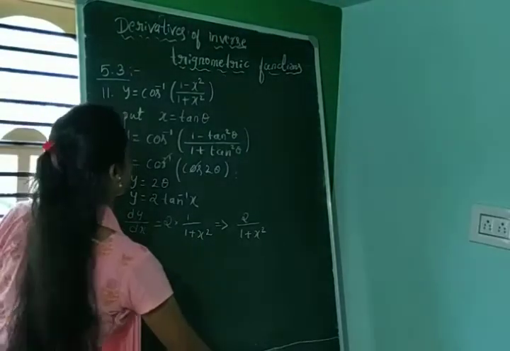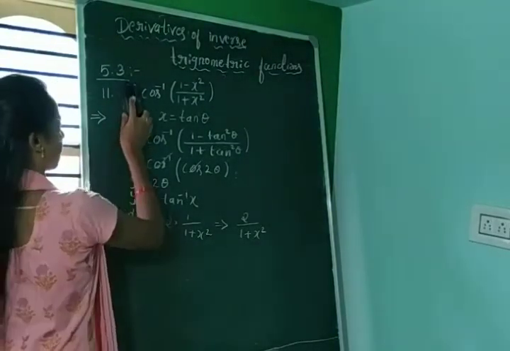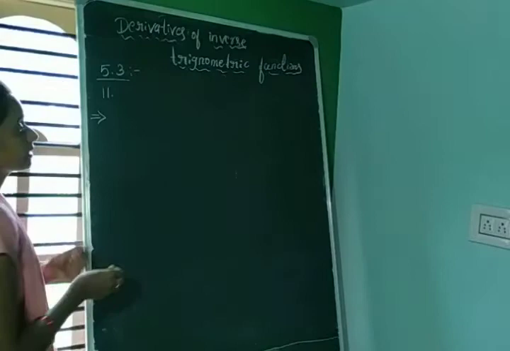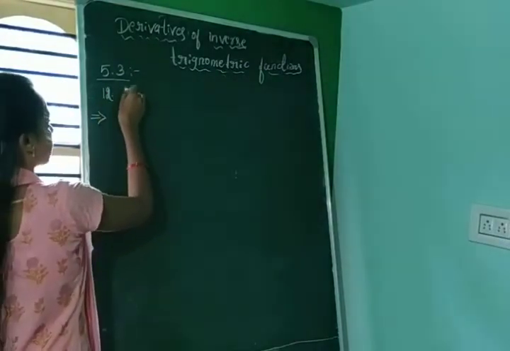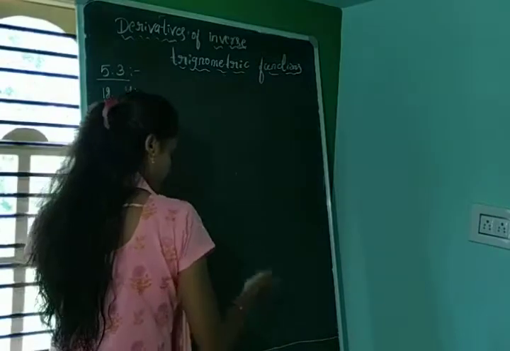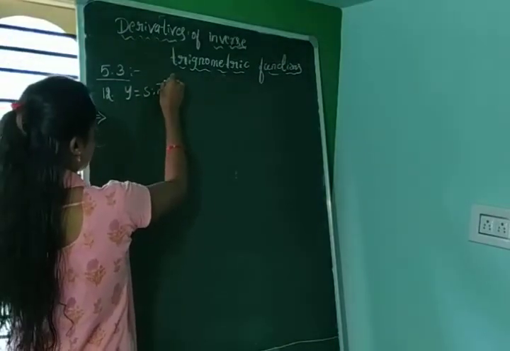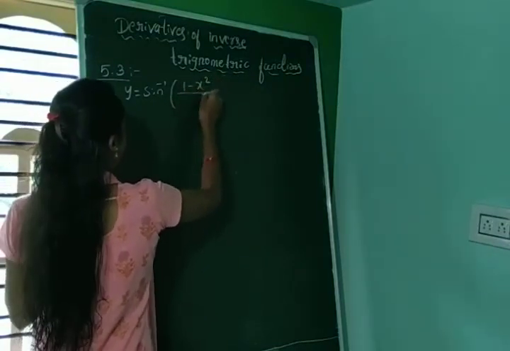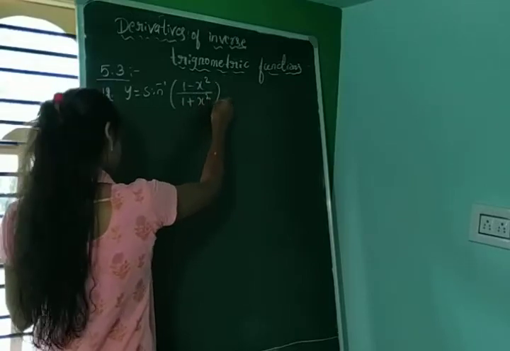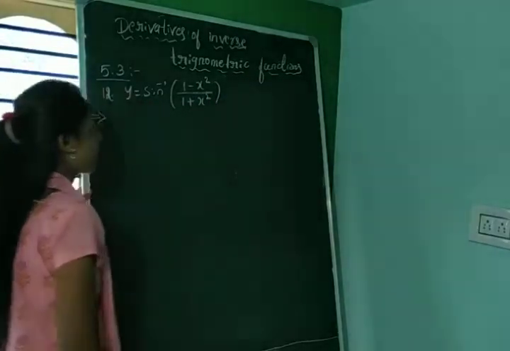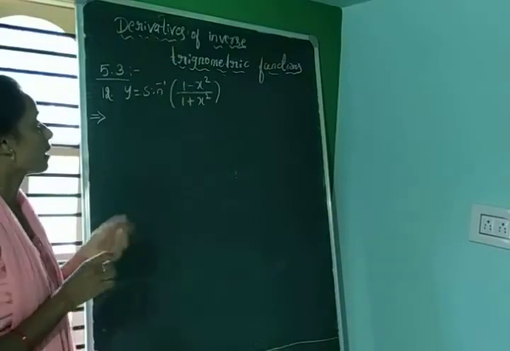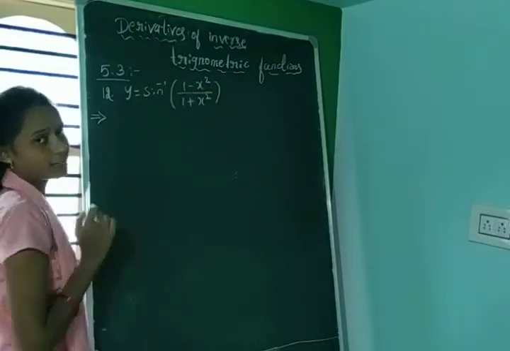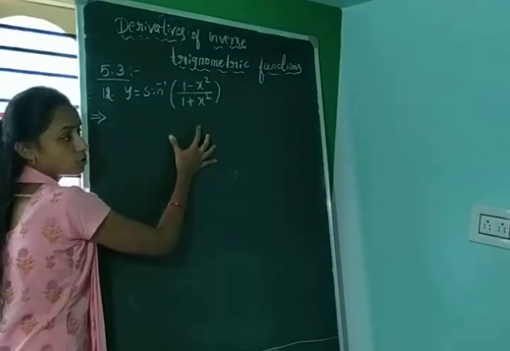So the 12th one is the same way. Find dy by dx, and y is equal to sine inverse of (1 minus x square) divided by (1 plus x square). So here is also the same. x lies between the same values, that is 0 and 1. Again you can go with the same substitution. That is, if you take x as tan theta, then it will reduce to cos 2 theta.